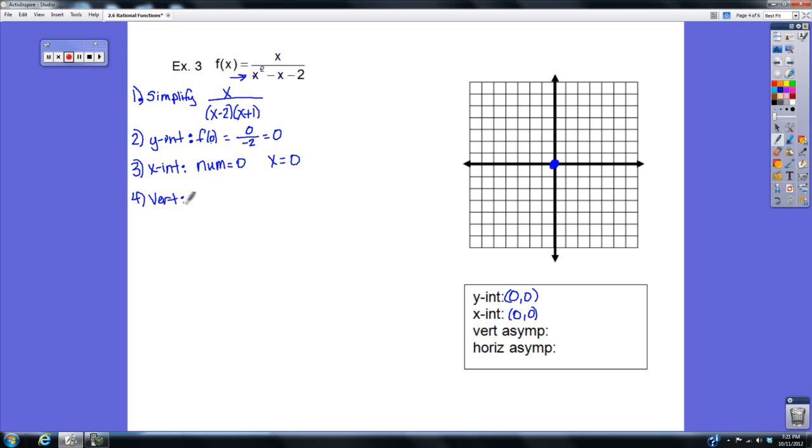Let's do the vertical. The zeros of the denominator. Well, I've already factored the denominator, so set these two equal to 0. So x will equal positive 2, and x will equal negative 1. I'm going to go ahead and put those on the graph. Positive 2 right here, and negative 1.